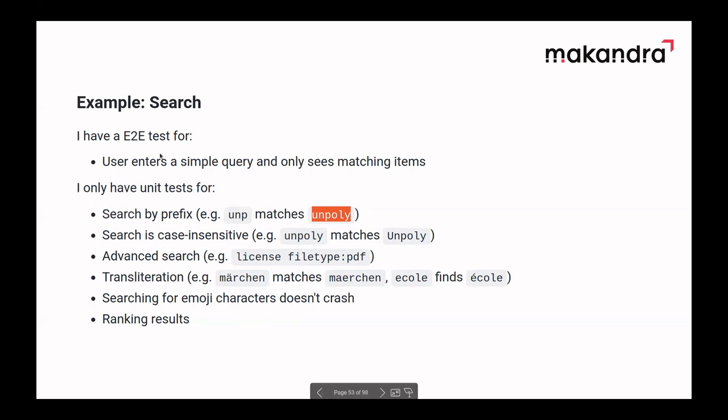Okay. So there's much more to search than this. For instance, can I find a word by its prefix? Or is the search case insensitive? Or what about advanced search syntax, like I'm using Google? Or how do I treat non-ASCII characters? Does Märchen with an A match Märchen with an AE? Or do I strip accents when I match a word? What happens when I look for an emoji? Or how can I make sure that the more relevant documents are listed first?